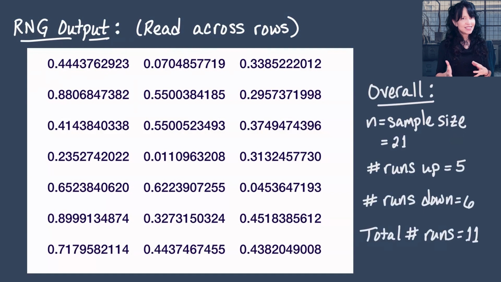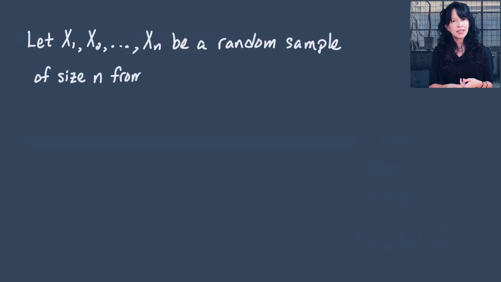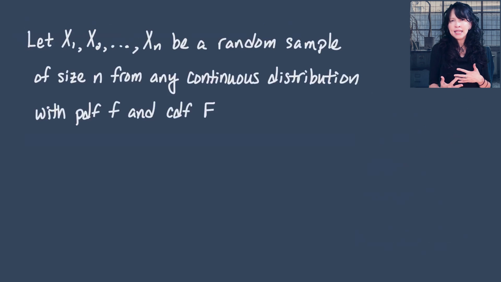Question is, is that good for a sample of size 21? Do you expect to see somewhere close to 11 runs up or down if these data are assumed to be independent? Let's get out of this sample and talk more generally. Suppose that capital X1 through capital Xn is a random sample from any continuous distribution with a PDF lowercase f and a CDF capital F.